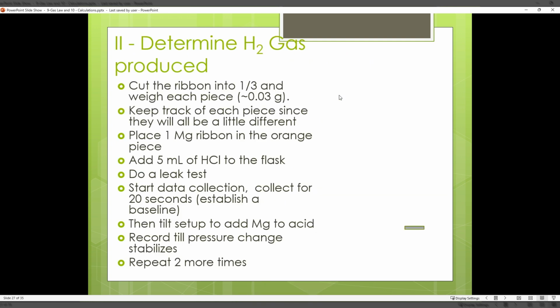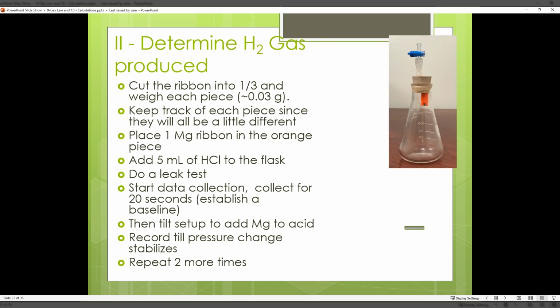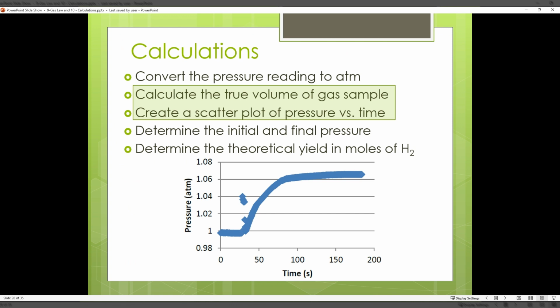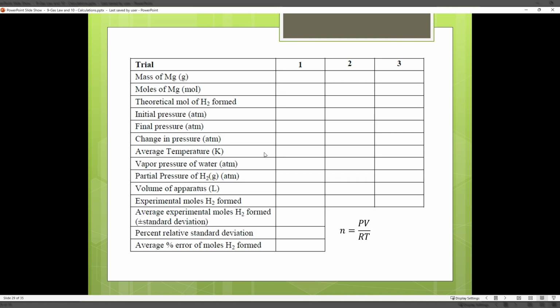On experiment 10, that's where you added the magnesium and you had it in the flask, and then you collect data. You should have 2 plateaus, and then you're going to determine the initial and final pressure. So you'll use this kind of table. You have the mass of the magnesium and convert that to moles. Then using the balanced equation, moles of magnesium to moles of hydrogen. You have your initial and final, so you can get the change in pressure.